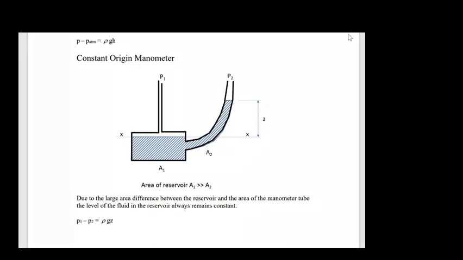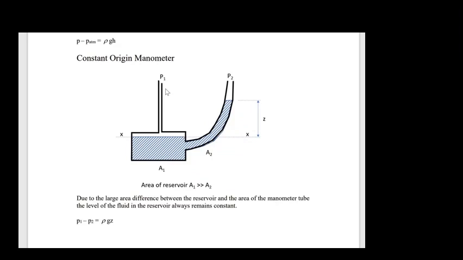So in our U-tube manometer, the pressure difference P1 and P2 causes the fluid to move around the U-tube. In our constant origin manometer, the pressure difference P1 and P2, instead of the fluid moving around the tube, we simply get this height here, Z2, changing. Now the reason for that is that A1 is much greater than A2. So as the name suggests, it's a constant origin. This origin here, XX, doesn't change very much because we've got such a large area here.